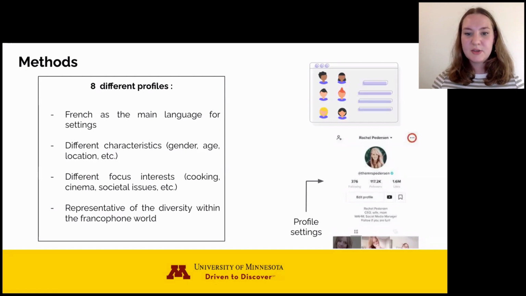And since we decided to create a qualitative selection of content and offer a variety of resources, we set different characteristics for our profiles: different genders, different age groups, different locations. Then we also made a list of their different focus interests, so cooking, cinema, societal issues, movies, so pretty much anything, and tried to give them a specific location in the world, to have a better cultural diversity.